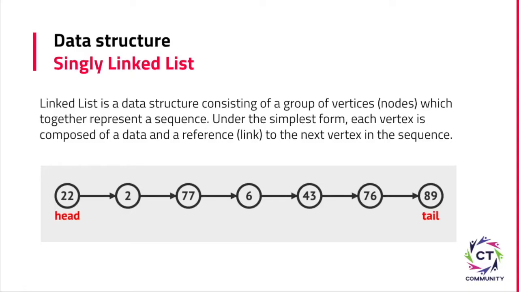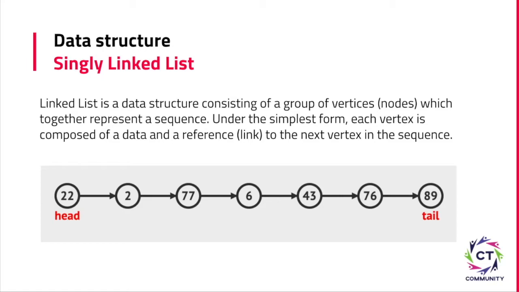Alright, so what is a linked list in data structures? A linked list is a data structure consisting of a group of vertices, which we call nodes, which together represent a sequence. In the simplest form, each vertex is composed of data and a reference link to the next vertex in the sequence.